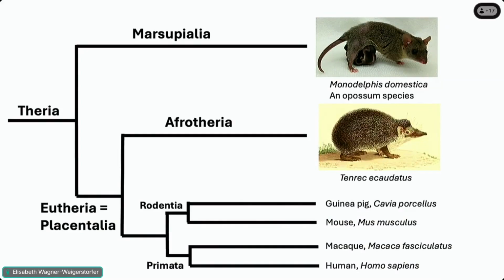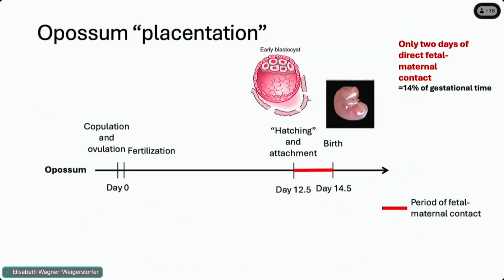On the one hand, we have Monodelphis domestica, an opossum species from South America, and it belongs to the marsupials, the ones that don't have an extended gestation. And their pregnancy is quite special, quite different from what we know from eutheria.